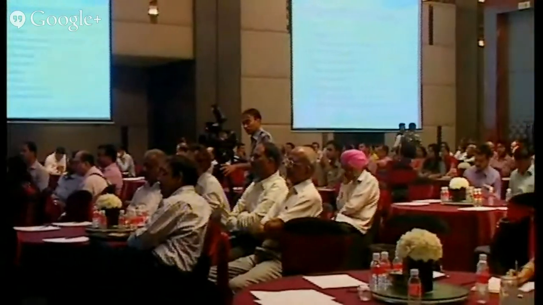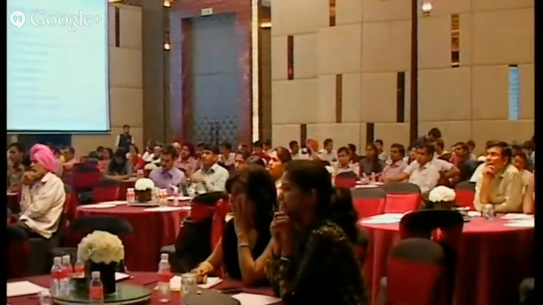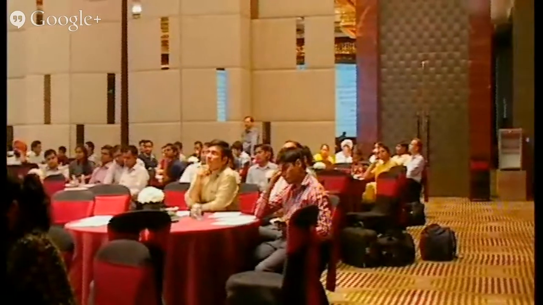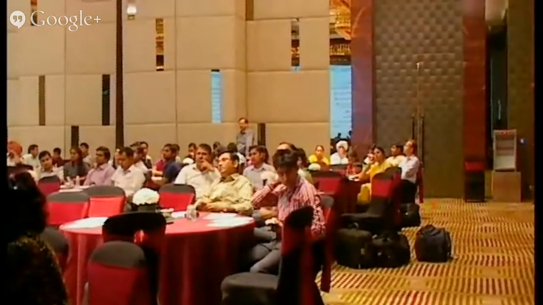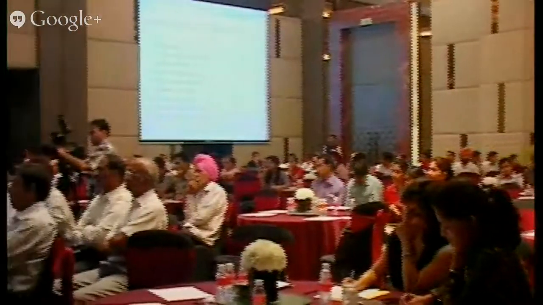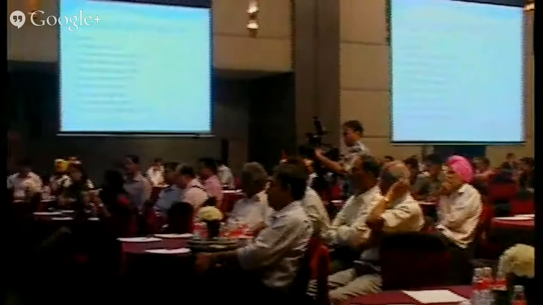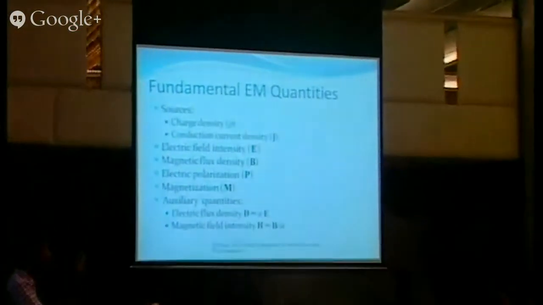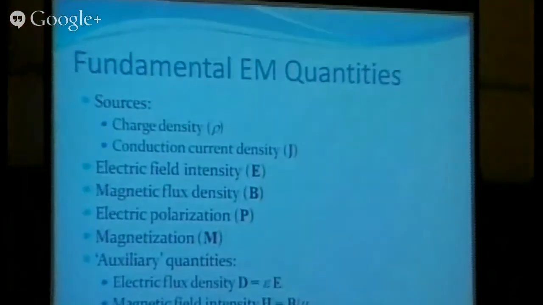So polarization is how a dielectric responds to an electric field. Similarly, magnetization is how a magnetic material responds to a magnetic field. And we also have the auxiliary quantities D and H. D is electric flux density and H is magnetic field intensity. And auxiliary is within quotes because, again, as I said, there is a diversity of views. There are some authors who believe that D, E, H, B, these are all fundamental. There are some who believe that E and B are fundamental, whereas H and D are auxiliary, like that.